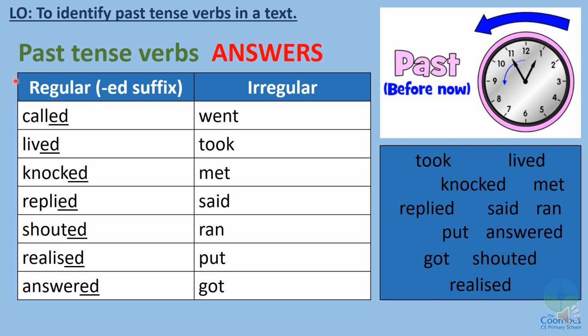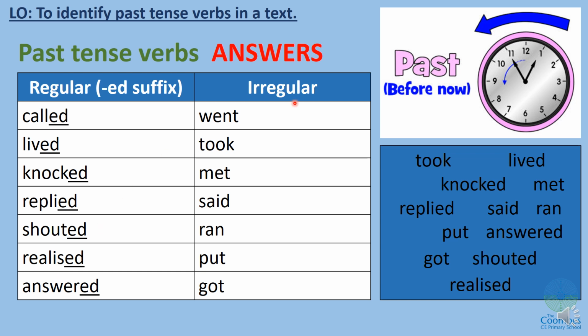So here are the answers, and well done if you got them all right. So let's just quickly go through them. In the regular past tense verbs, we have called, lived, knocked, replied, shouted, realised, and answered. Well done if you got those regular past tense verbs correct.